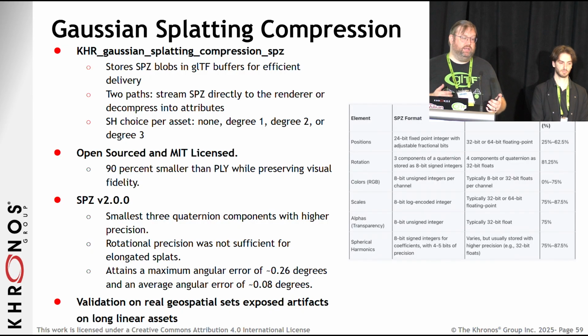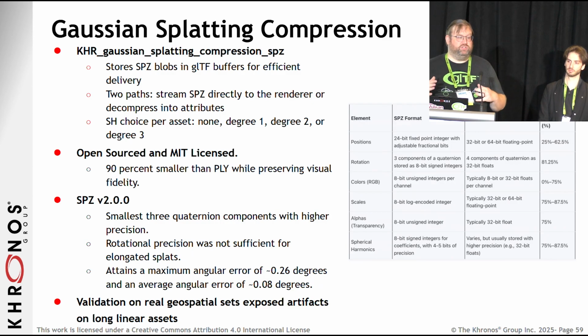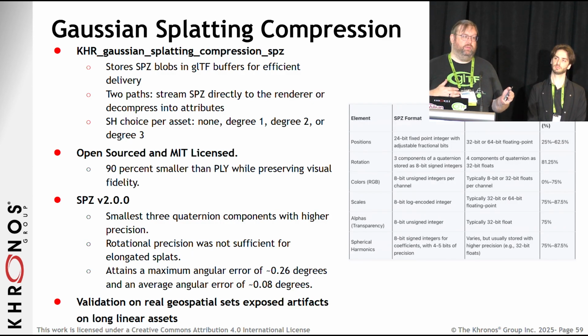It stores the SPZ blobs in glTF buffers for efficient delivery. You can take that SPZ blob, send it through the SPZ library, get the data you need, and then you're good. You can either stream that SPZ directly to the renderer if you have a renderer that supports SPZ, or you can decompress it from the SPZ library into attributes if that's what you prefer. There's a spherical harmonics choice per asset, so if your assets have no spherical harmonics, which is pretty common in AECO, you don't need to have any. But as you go up, you can have first degree, second degree, or third degree spherical harmonics if you want all of them.